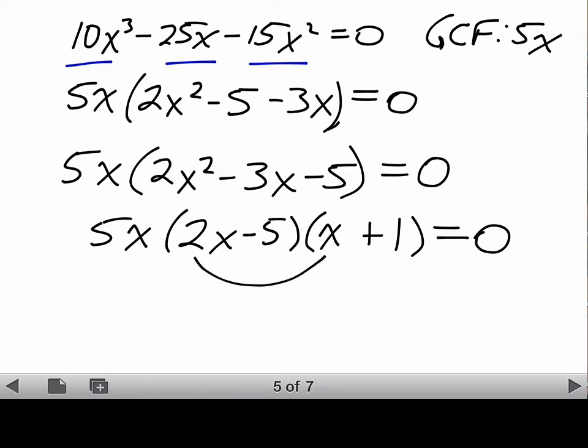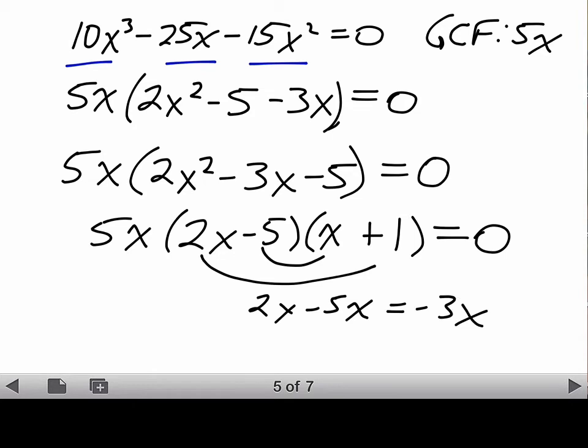2x times x is x squared. Negative 5 times 1 is negative 5. That's not really what we're checking. What we're checking is that 2x times 1, which is 2x, and then negative 5 times x, which is minus 5x, equals negative 3x, the middle term that it's supposed to equal. That works, so we'll move on. First, let me clean this up a bit.